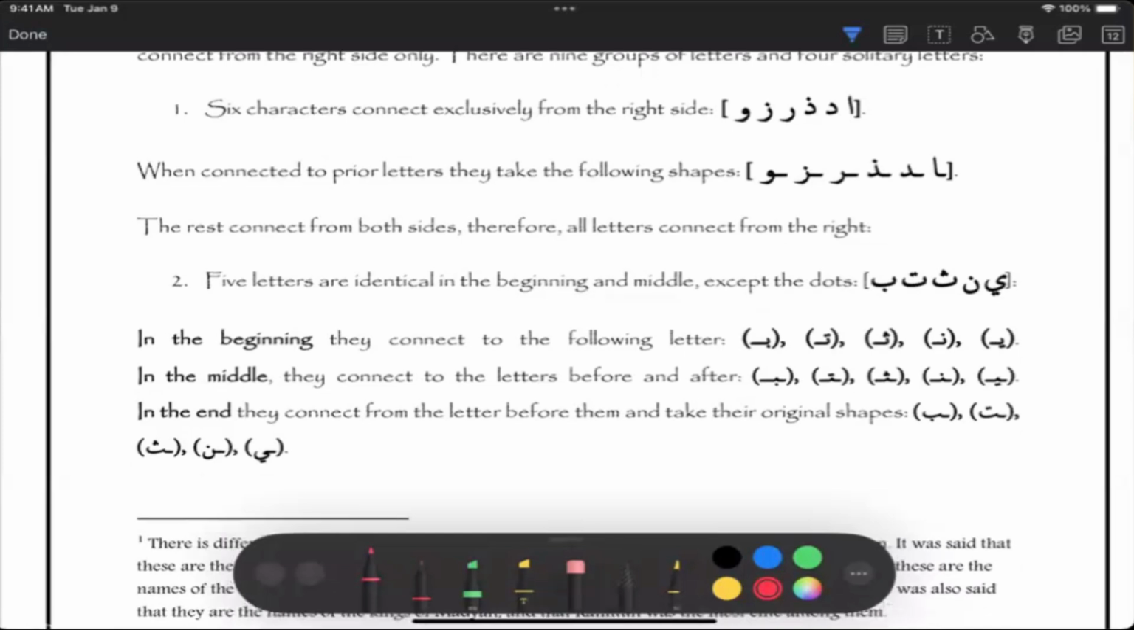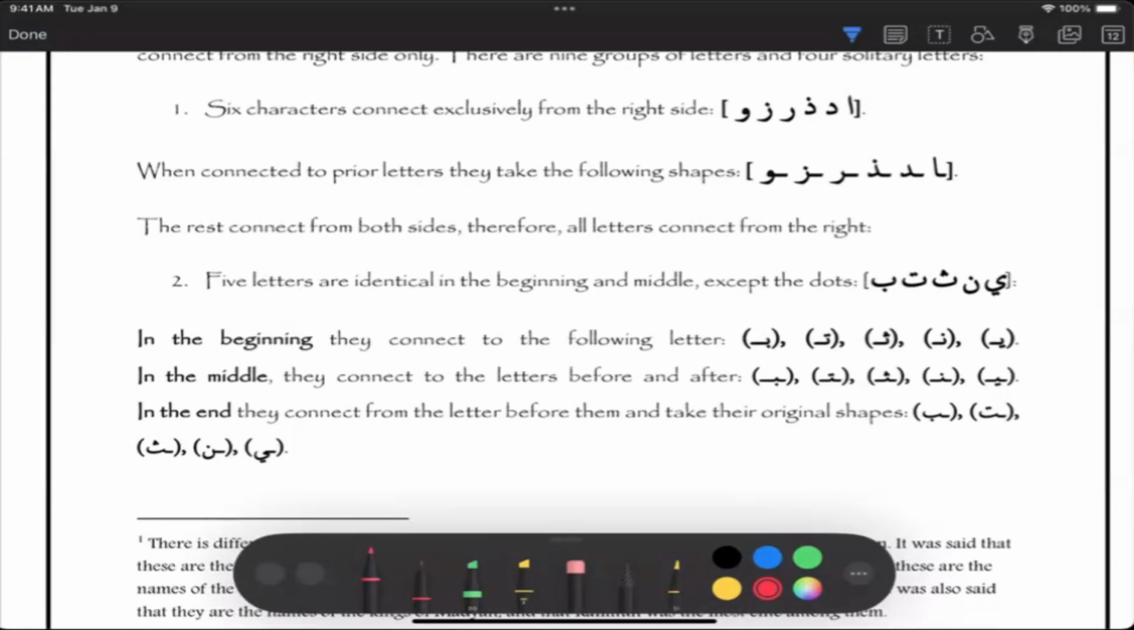So the rest of the letters connect from both sides. Therefore, all the letters connect from the right. Every Arabic letter connects from the right side, and most of them connect from the left side. Only 6 of them do not connect from the left side.